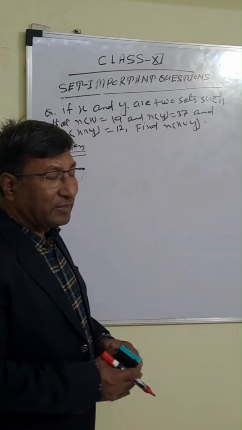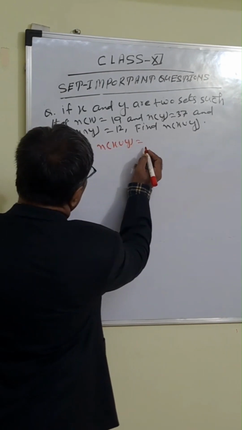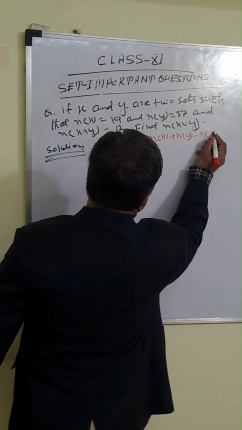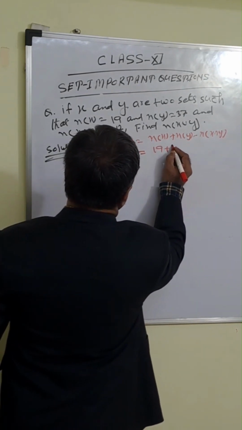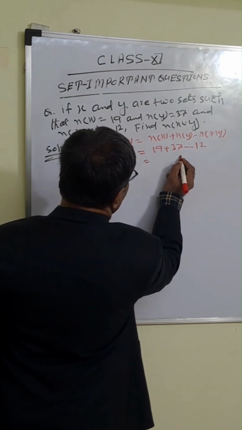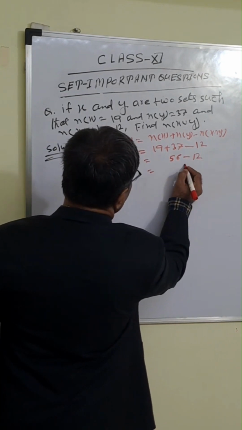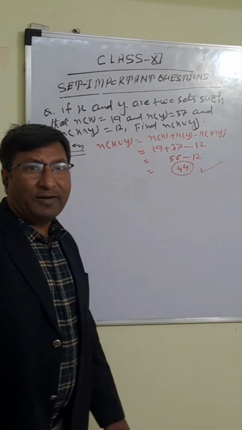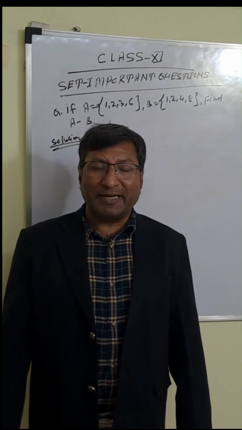For this type of question, simple technique is what? n(X union Y), you know well, is n(X) plus n(Y) minus n(X intersection Y). So n(X) is 19, n(Y) is 37, intersection given 12. Just add these numbers, 19 plus 37 is 56, minus what? 12. So 56 minus 12 is 44. So our correct answer is what? 44.